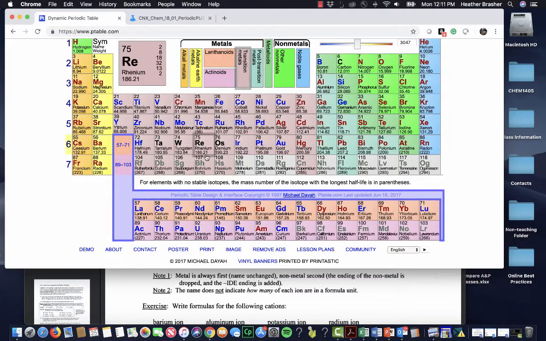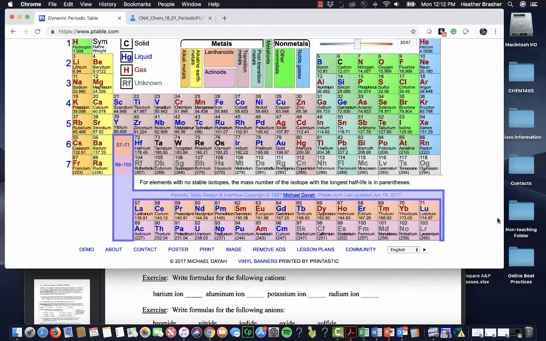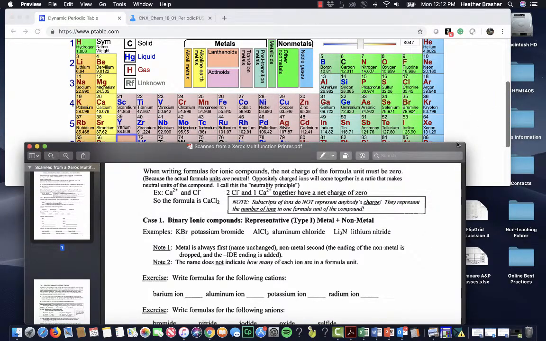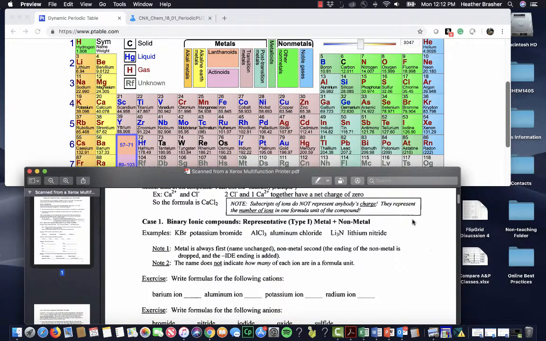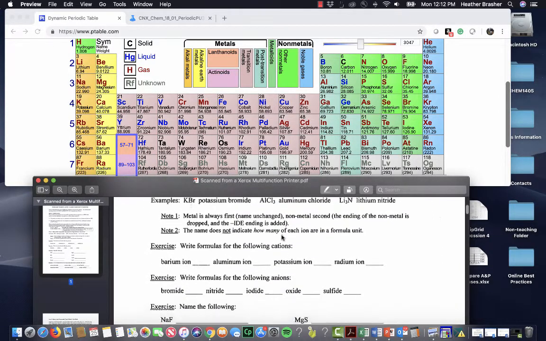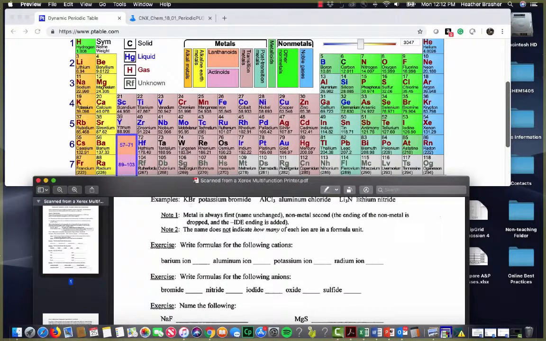So I'm going to pull up our interactive, and I'm going to make this a little bit smaller here, and we're going to use this to go through our stuff. So let's start with just getting the ions. Let's write formulas in the following situation.